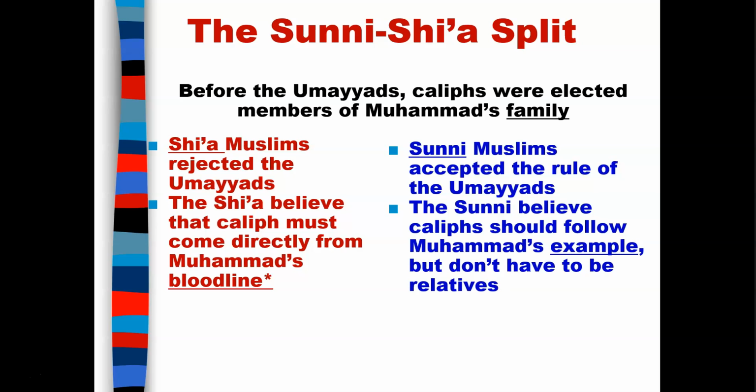Shia Muslims rejected the Umayyads. The Shias believe that Caliphs must come directly from Muhammad's bloodline. Sunni Muslims accepted the rule of the Umayyads. The Sunni believed Caliphs should follow Muhammad's example, but don't necessarily have to be relatives of Muhammad. So these are two distinctions that we need to be careful about. We actually see these two groups even in our modern world.